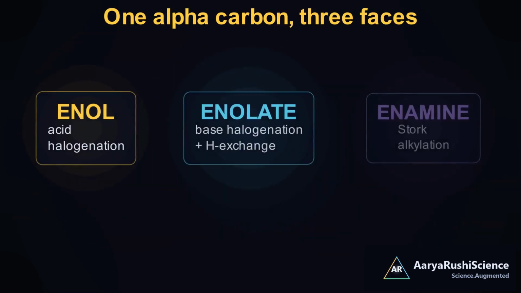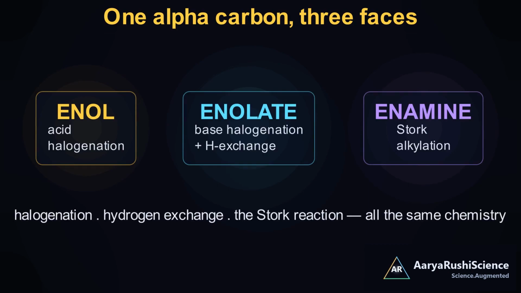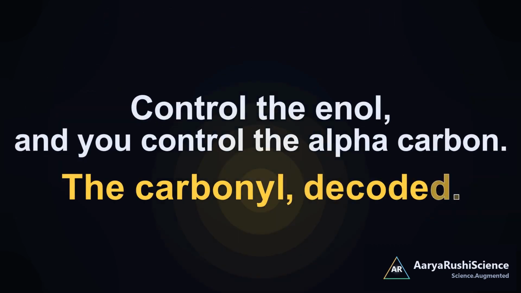One idea ties it all together. The alpha carbon becomes nucleophilic through an enol, an enolate, or an enamine. Halogenation, hydrogen exchange, and the Stork reaction are all that chemistry in action. Control the enol, and you control the alpha carbon. The carbonyl, decoded.